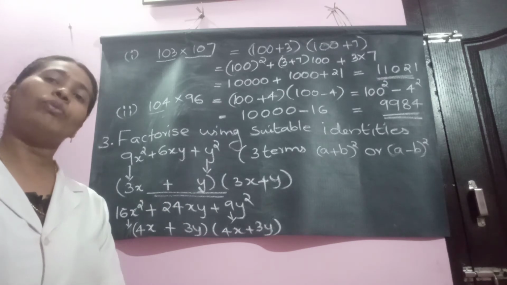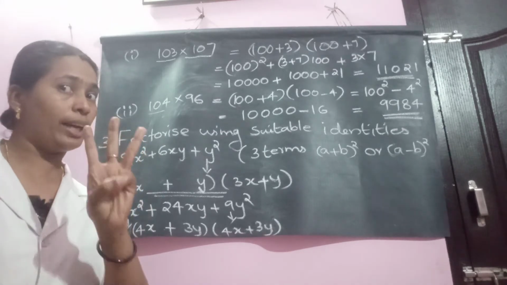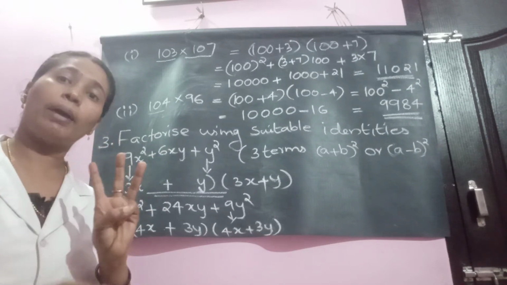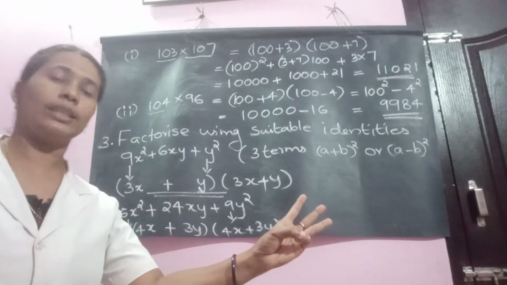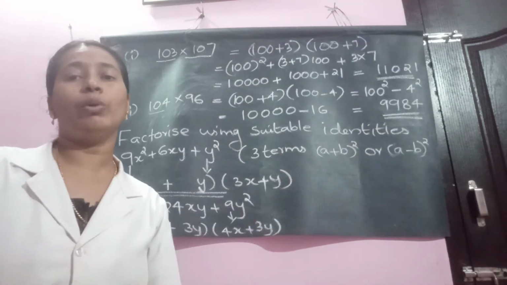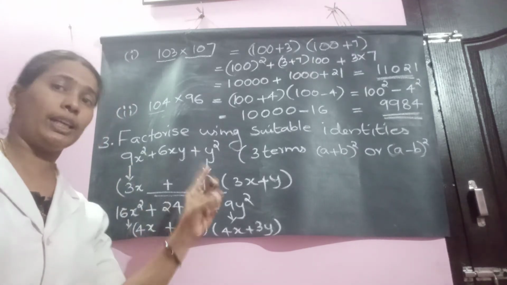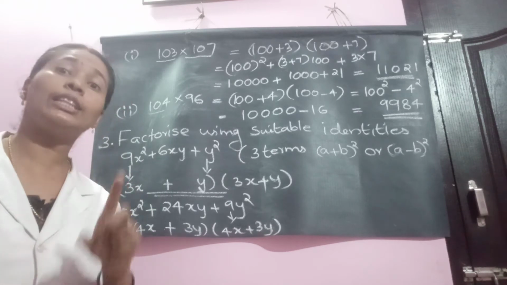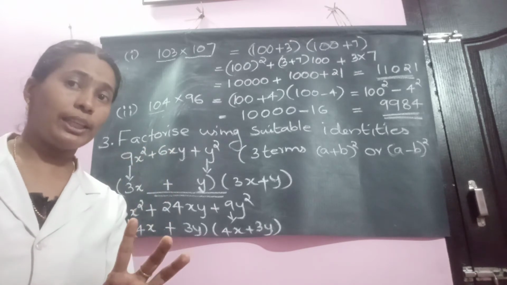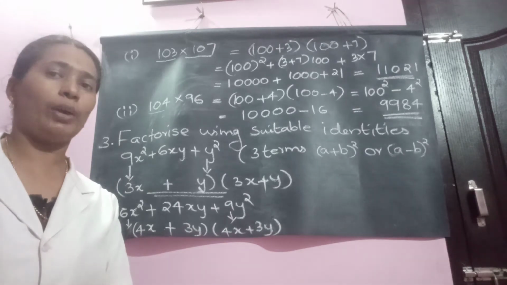How to identify which one is possible there? If there are three terms in the expansion, and the first term and the last term are perfect squares, then the possibility is (a + b) whole square or (a - b) whole square, according to the sign. But when either the first or the last term is not a perfect square, the method you have used was the splitting of the middle term, using the sum and product method. That is very well known to you, isn't it?